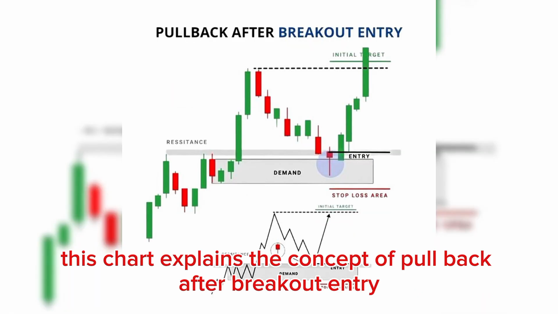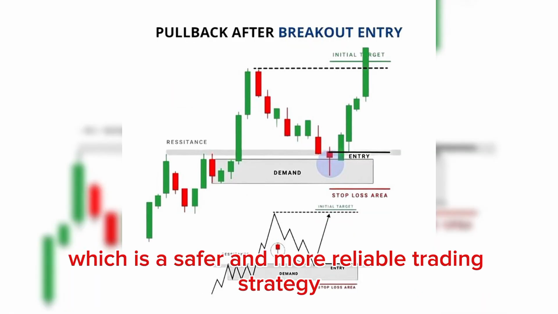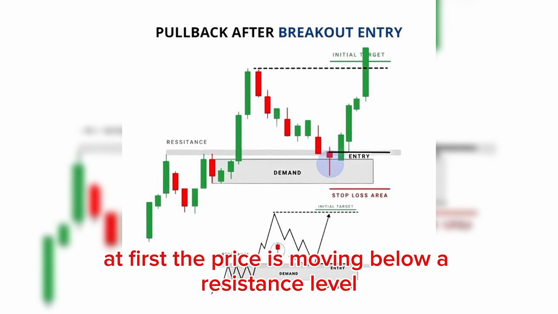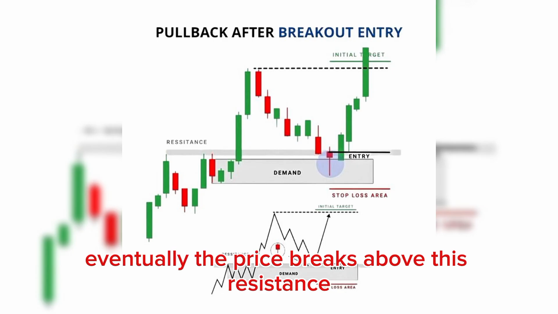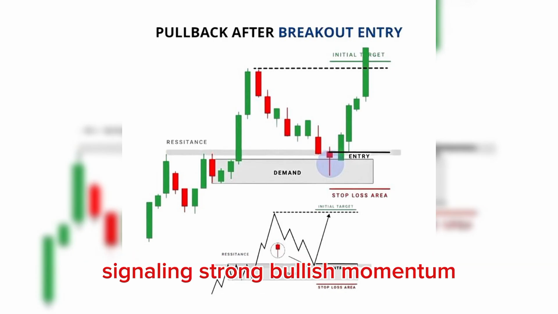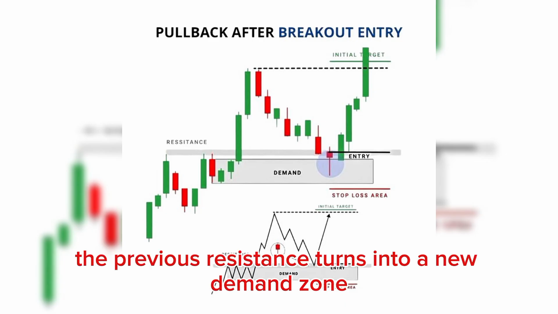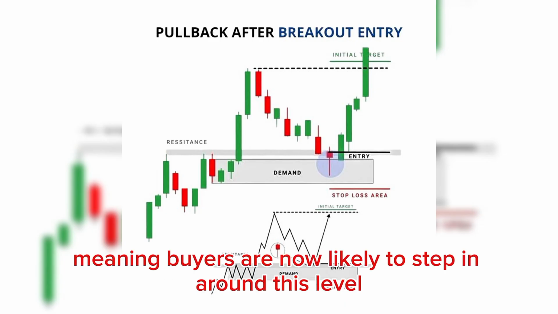This chart explains the concept of pullback after breakout entry, which is a safer and more reliable trading strategy. At first, the price is moving below a resistance level, where sellers are actively holding the market down. Eventually, the price breaks above this resistance, signaling strong bullish momentum. Once the breakout happens, the previous resistance turns into a new demand zone, meaning buyers are now likely to step in around this level.